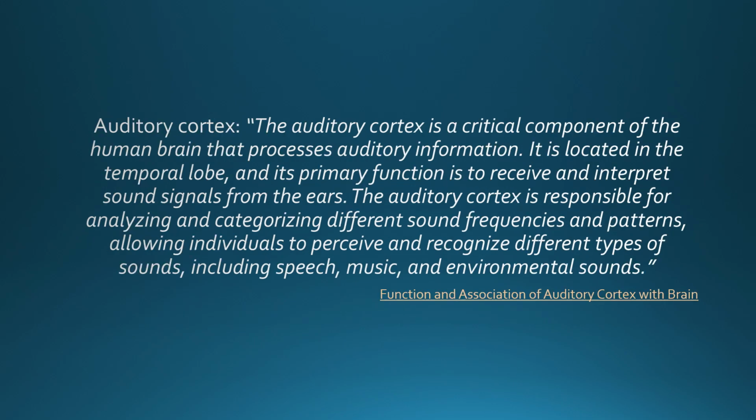The auditory cortex is a critical component of the brain that processes auditory information. It's located in the temporal lobe, and its primary function is to receive and interpret sound signals from the ears. The auditory cortex is responsible for analyzing and categorizing different sound frequencies and patterns, allowing individuals to perceive and recognize different types of sounds, including speech, music, and of course any other sounds in our environment. So that's an important part of the brain because that's how we determine what sound is, and the pitch and the tone and all those different types of sounds.